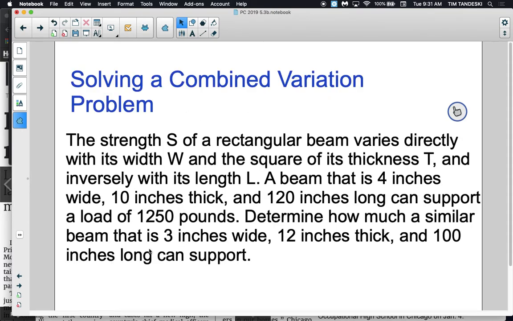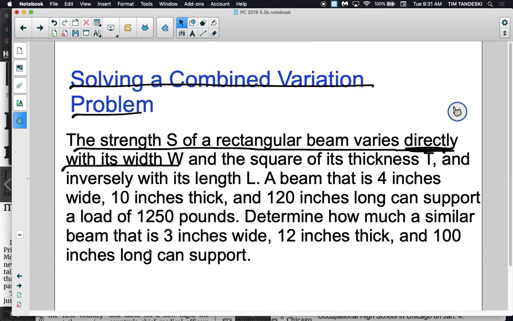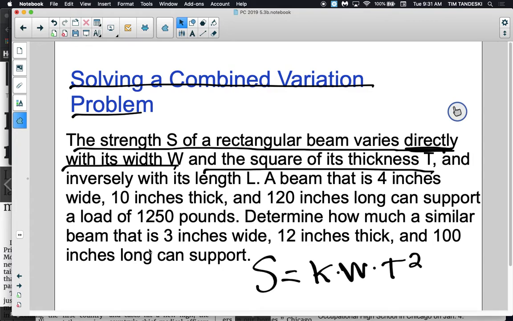Last but not least, we have combined variation. This is where we combine direct and inverse. Right here it says the strength S of a rectangular beam varies directly with its width W and the square of its thickness T. So right now I know that S is going to be equal to K times W times the square of its thickness T. Now I'll change colors here. And then it says inversely with its length L. So that means I've got to divide by L.